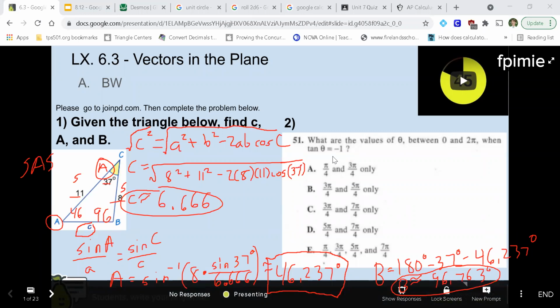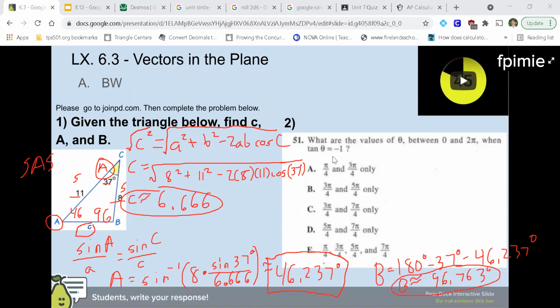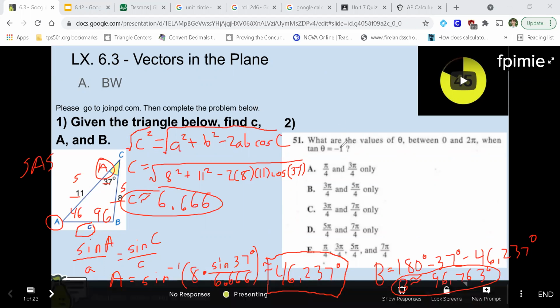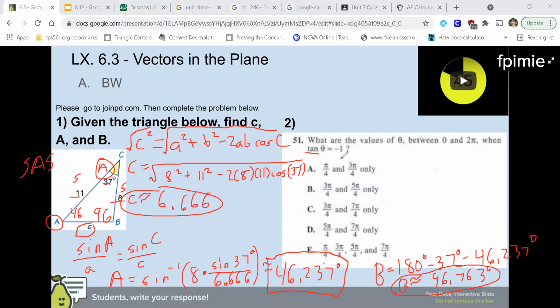All right, number 51 is a question I think we can get right. And I think we can get it right in under a minute. The only thing you need to do to answer number 51 is tell me, where is tangent negative? Which quadrants?